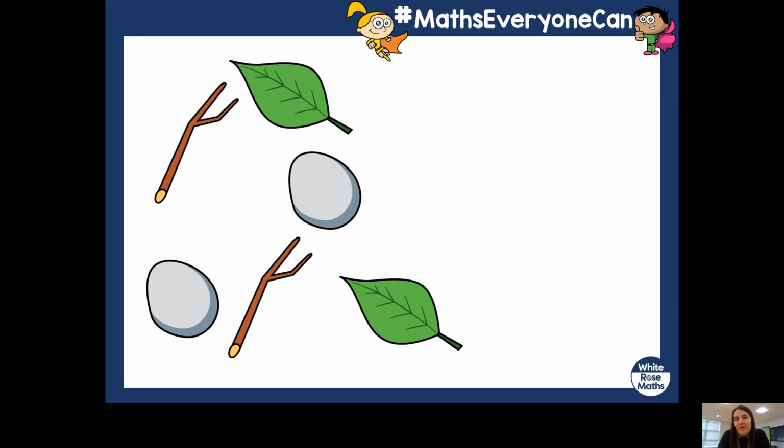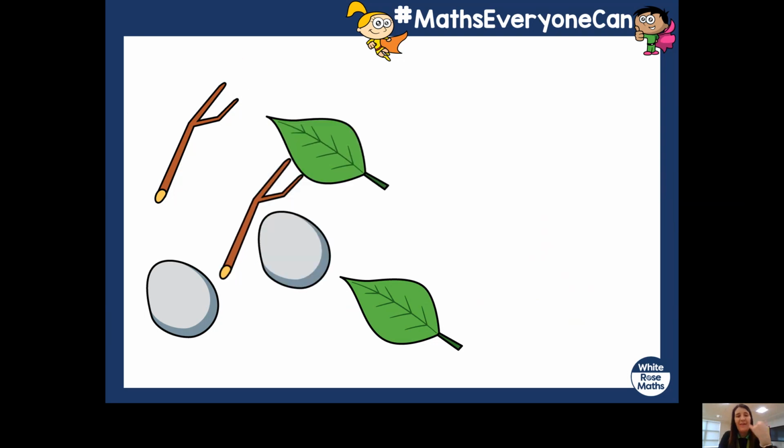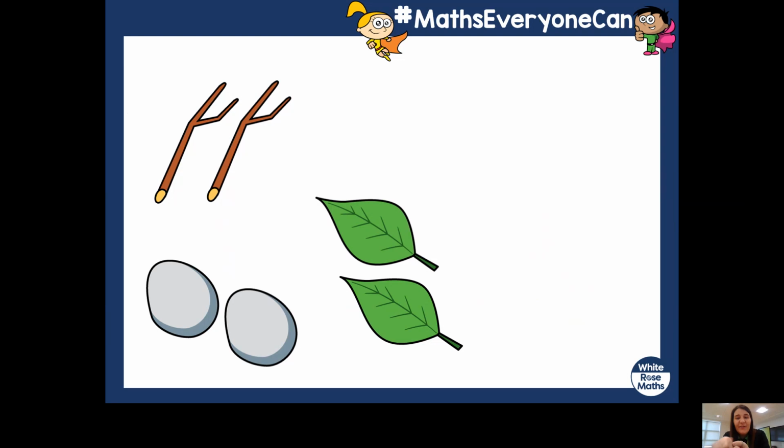Now it's your turn, Reception, okay? Miss Shrevens would like you to go on a nature walk, okay? And when you go on a walk, I would like you to spot some natural objects, okay? So you might have sticks, leaves, stones, anything that you might find, okay? And I would like you to explore making pairs.